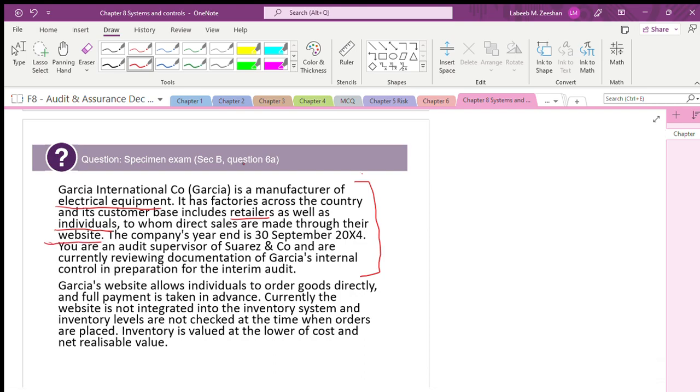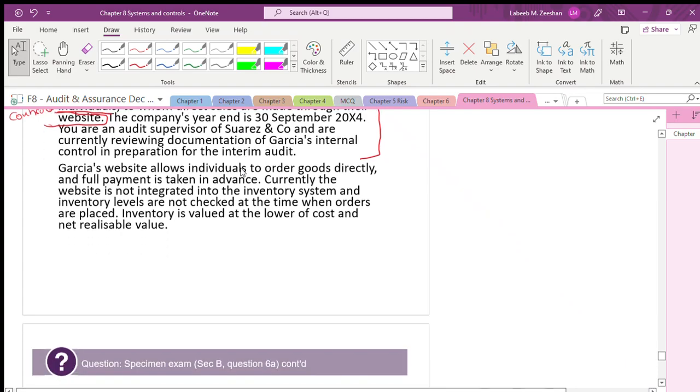Now you see the thing, the moment you are talking about the website, you have to make sure whether the IT controls are there or not. Which type of controls will come here? The IT controls will be there. The company year end is 30th September. You are an audit supervisor and are currently reviewing documentation of Gracia internal controls in preparation of interim audit. Gracia website allows individuals to order goods directly and full payment is taken in advance.